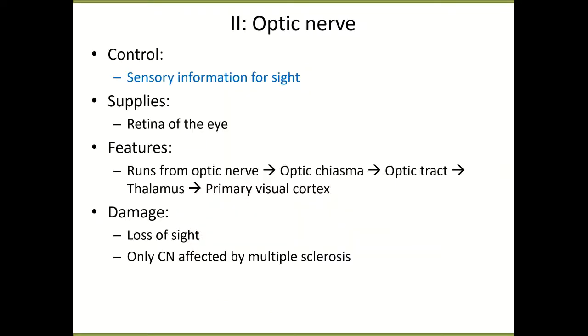All right, so with this one, obviously, if you damage it, you lose your sight. And this is, weirdly enough, the only cranial nerve that is affected by multiple sclerosis. Your other cranial nerves are safe. Your spinal nerves, totally screwed. Cranial nerves, though, are safe from the effects of MS, except for the optic nerve. Don't really know why. It's just a thing.